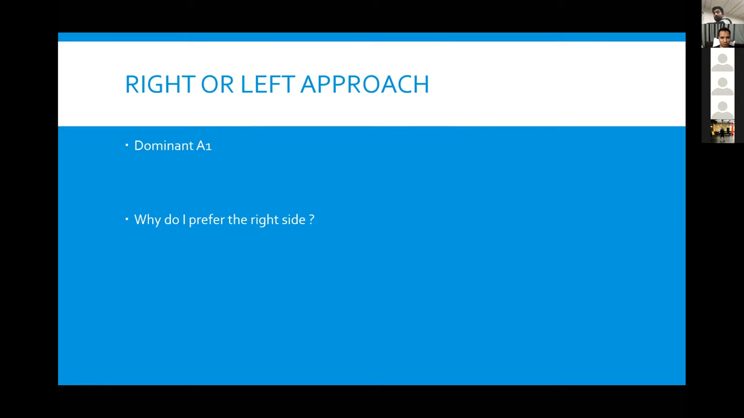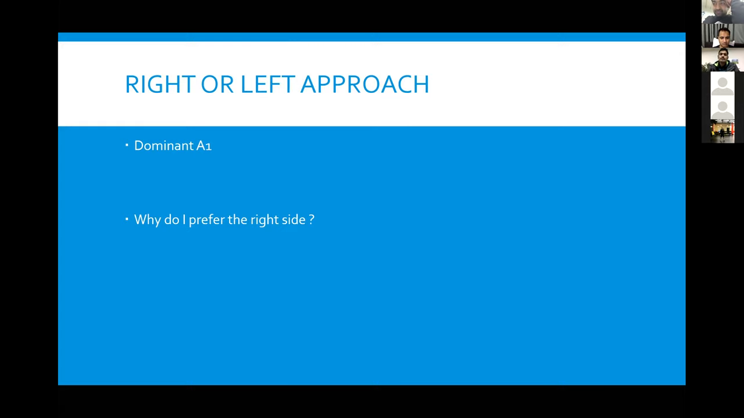Which side do you go, right or left? Many surgeons always go through the dominant side, whether it is left or right, but I always prefer to go from the right side because I am a right-handed surgeon. The right frontal lobe is much more forgiving than the left frontal lobe. In the left frontal lobe there is Broca's area, and if any edema or anything else occurs, the patient will become aphasic. So I always go through the right side.